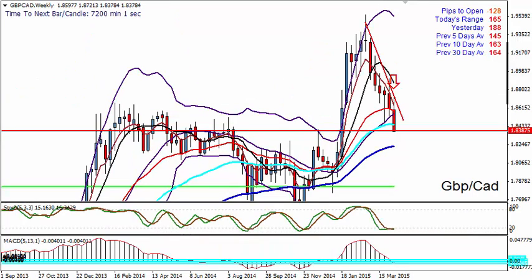Pound CAD. Now this is interesting. This is a pound CAD on a weekly chart. We have been in an uptrend. We are now in the downtrend. But is this a pullback or is it a breakdown?